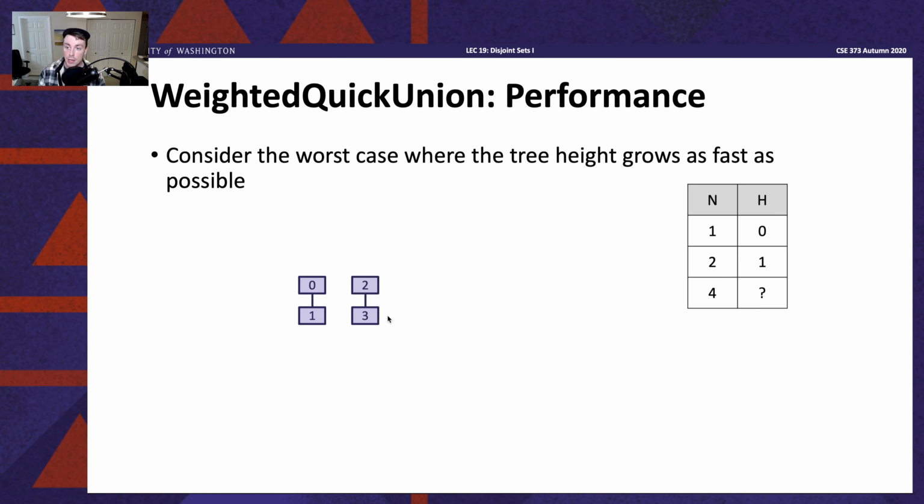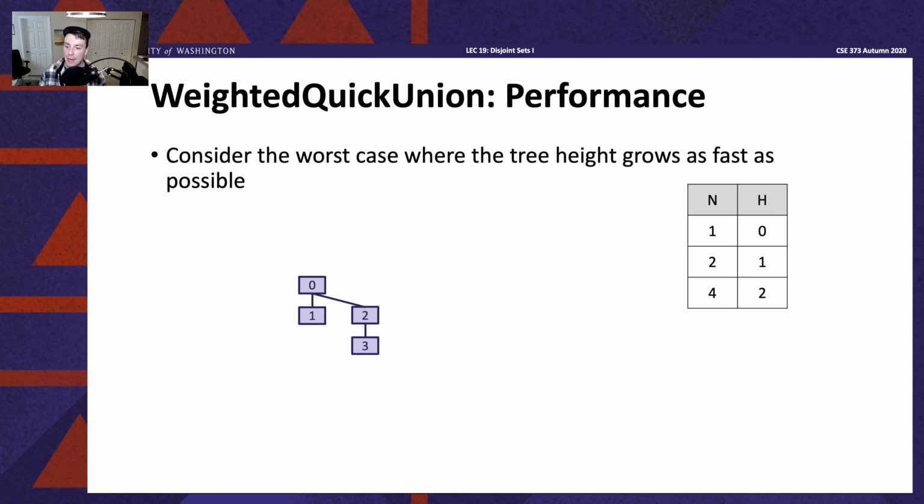Okay, what about next? Instead of going to like 3, I'm going to just kind of skip ahead and double the number of nodes. Now, if I have these two, I want to union them together. Which one goes where? Well, they both have the same weight. So we just choose one to stick underneath the other. So maybe 2 will become the child of 0. Now, the height of this is 2.